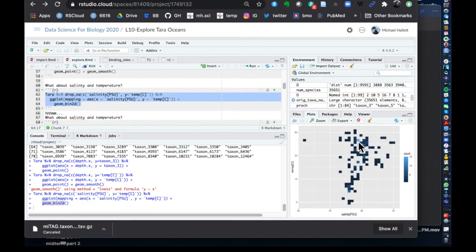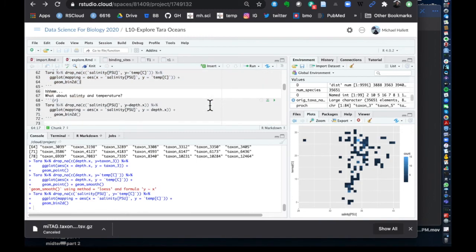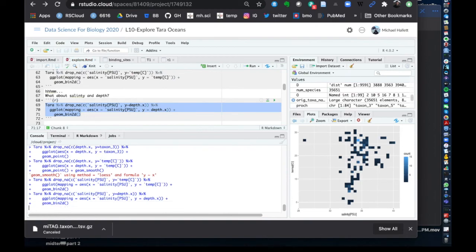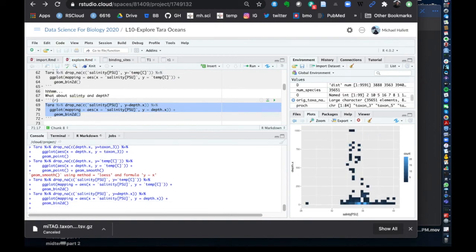This point here, it means actually there's a lot of them to count. There's a lot of different sites, almost maybe 15 across the Tara Oceans data, that had moderate, like middle, salinity but high temperature. I don't think it's the strongest example. And what about salinity and depth? I think that's an interesting question to ask too. If I put this in, well, that's maybe a bit stronger.